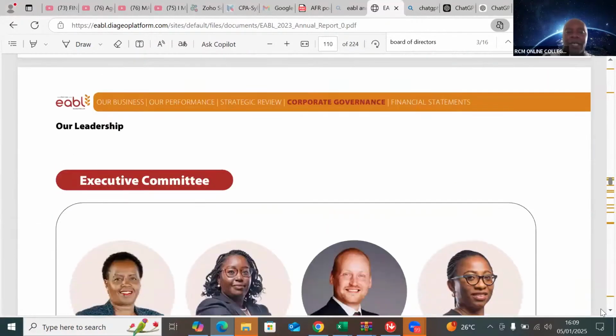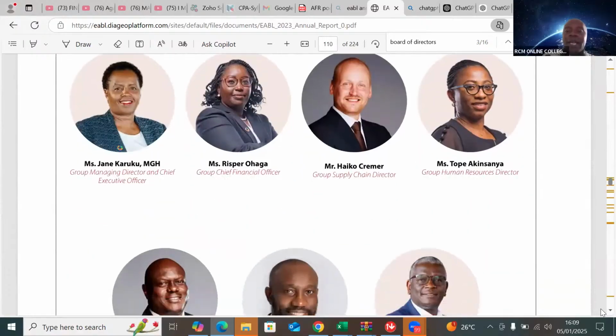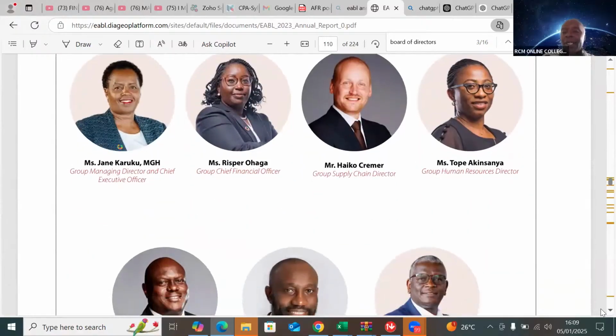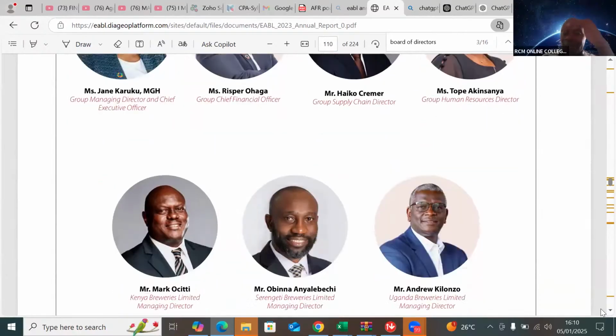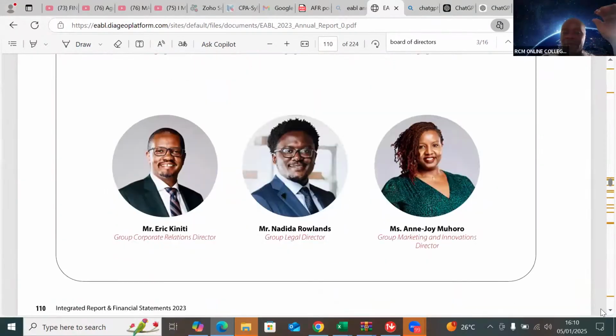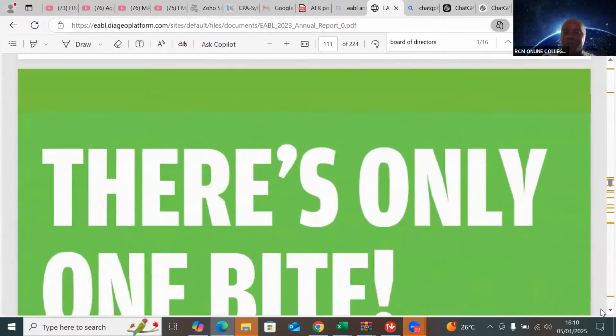Under governance, you must also tell us how many times each of these directors attended board meetings. If, for example, we were supposed to have 6 board meetings in a year, and somebody attended only 2, then that person is not eligible even for election next year. There must be some minimum threshold.